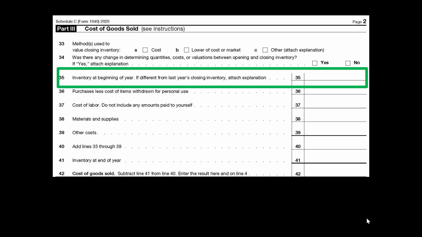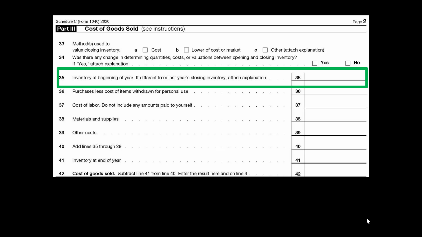Part 3 is at the top of page 2, and this is where you're going to calculate the cost of the goods that you sold. One thing that gets complicated pretty quickly for artists is trying to account for inventory. If you're selling books or mugs or t-shirts, you're definitely going to have inventory. You'll declare it every year, carrying it over from the previous year onto line 35, and updating it at the end of the year on line 41.